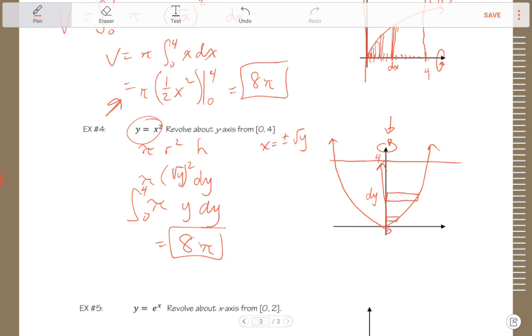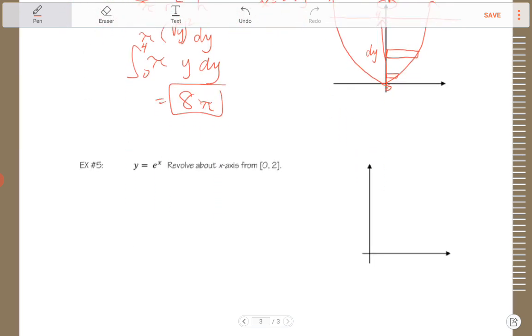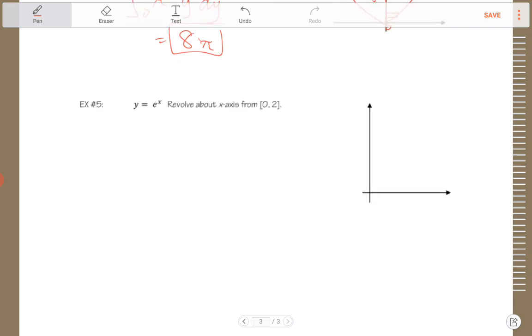Let's go on to our last example, example 5. y equals e to the x. Do you remember what that looks like? It's our exponential growth function. It has a y-intercept at 1, and it's going to come up like that. Let me draw that a little bit better. e to the x is going to come up like that.